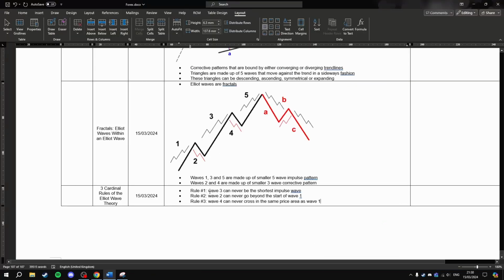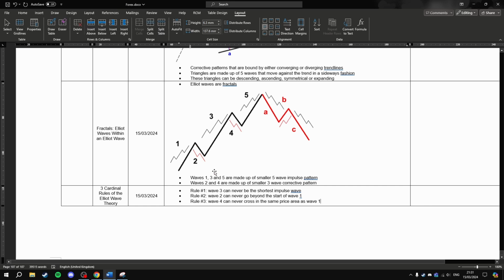So wait. Rule number 1, wave 3 can never be the shortest impulse wave. So these two can never be longer than this one here. So it can't look like that. That won't work. It has to be like that. Wave 2 can never go beyond the start of wave 1.